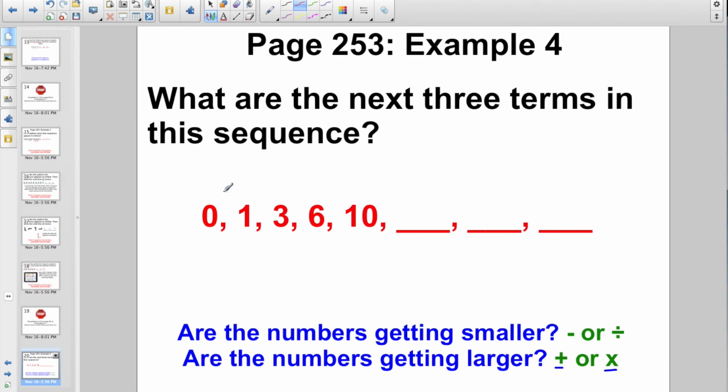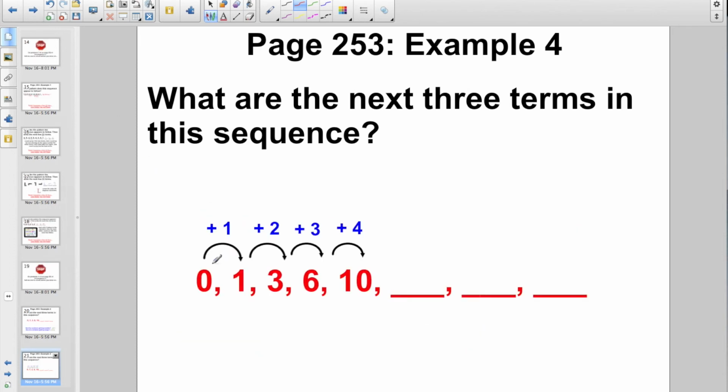But what am I adding by? Do you know? Take a look. I'm not adding by the same number each time. 0 plus 1 is 1, but 1 plus 2 is 3. 3 plus 3 gives me 6, and 6 plus 4 gives me 10. So let's follow this pattern now. I'm just adding by 1, then adding by 2, and so on. So I'm going to be adding by 5. 10 plus 5, welcome back to second grade. That's got to be 15.